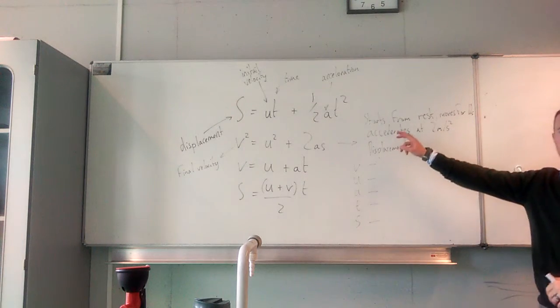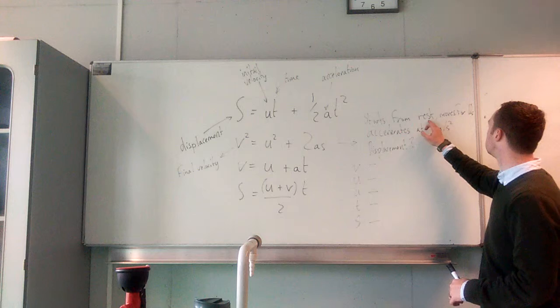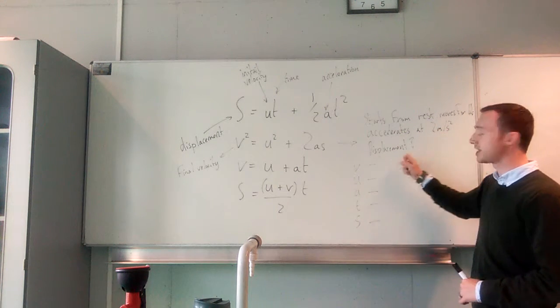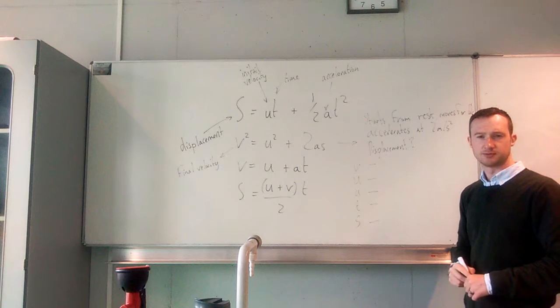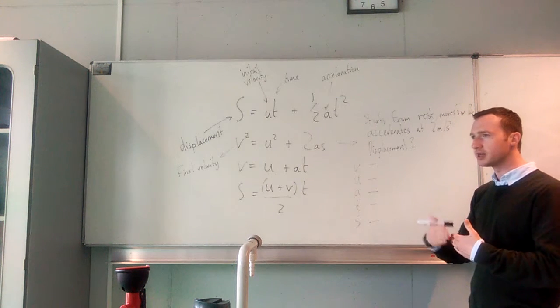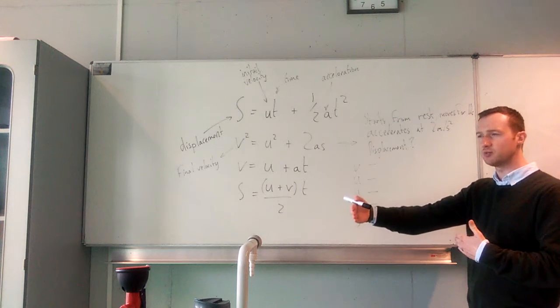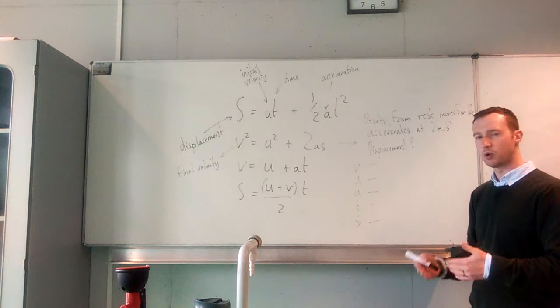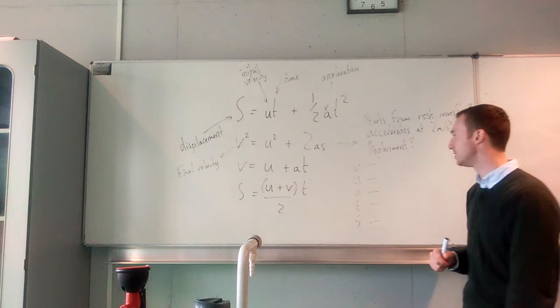It says, a body starts from rest, moves for 10 seconds, and accelerates at 2 meters per second squared. What is its displacement? We're trying to figure out, knowing that it starts from rest and accelerates at 2 meters per second squared for 10 seconds, how far has it gone? We want to know what the displacement is.